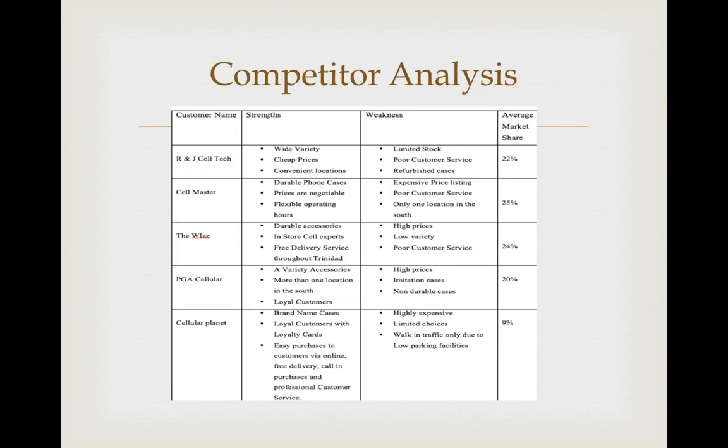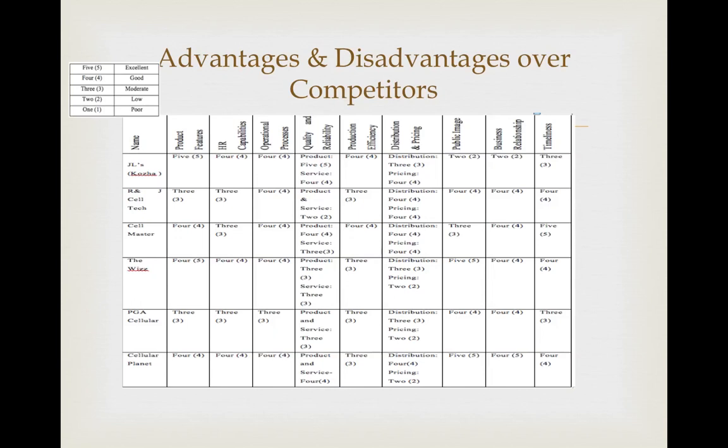So the competitor analysis, we decided to do this in a table format, where we looked at 5 main competitors. There are a lot of competitors in the South area. We just chose 5, which are R&J, Celtec, Cellmaster, The Wiz, PGA Cellular, and Cellular Planet. We looked at their strengths and weaknesses, and we gave them an average market share for being in this type of market. So the advantages and the disadvantages over competitors. We also decided to put this on a scale, where 5 is excellent and 1 would be poor, based on our 5 competitors.